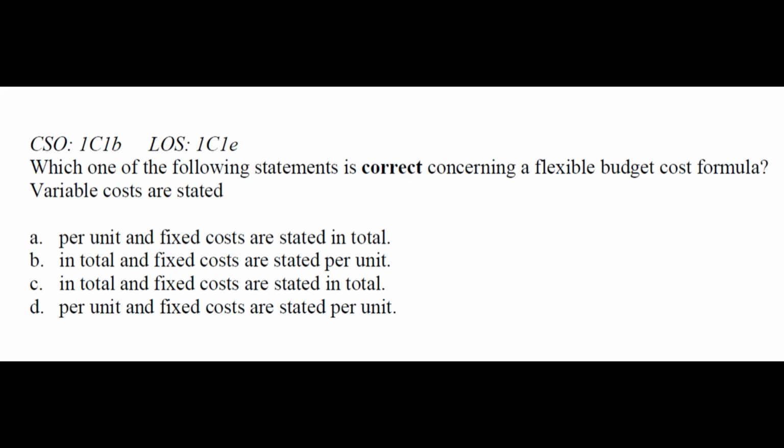D. Per unit and fixed costs are stated per unit. Incorrect. Fixed costs are not stated per unit in a flexible budget formula because their per unit amount varies with production volume. Correct answer: A. Variable costs are stated per unit and fixed costs are stated in total. This format allows the flexible budget to adjust accurately for different activity levels while recognizing that fixed costs remain constant in total.